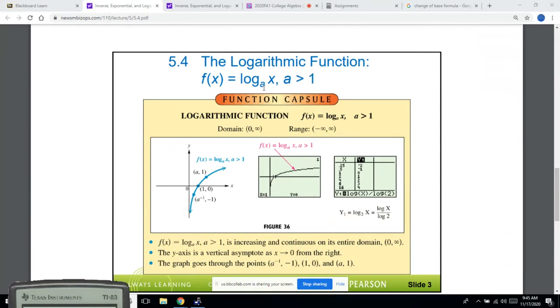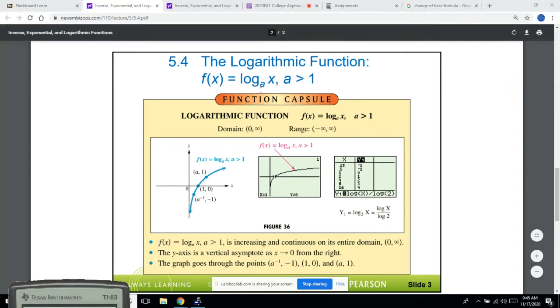When we were converting from logs to exponents, your base of your log has to be greater than 1. Just notice this is the general shape that our log takes on. It should pass through the points (1, 0). It should also have the point (a, 1), where again, a is the base. It will also pass through the point (a to the negative first power, negative 1). So here again, we will pull a from our base.